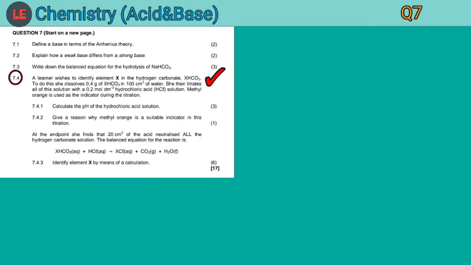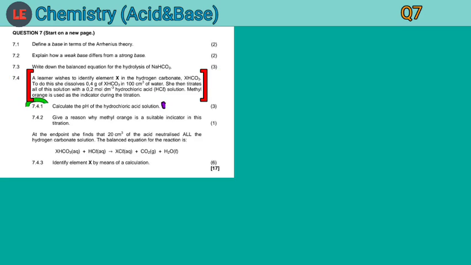Now on 7.4, there is this information given, which reads as follows. A learner wishes to identify element X in the hydrogen carbonate XHCO3. To do this, she dissolves 0.4 grams of XHCO3 in 100 cm³ of water. She then titrates all of this solution with 0.2 moles per decimeter cube of hydrochloric acid solution. Methyl orange is used as the indicator during the titration.